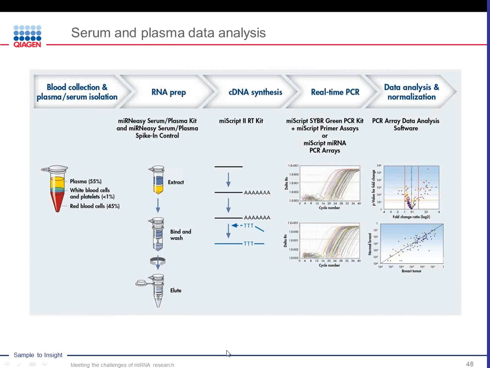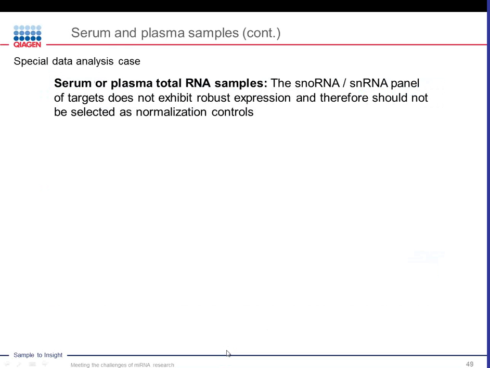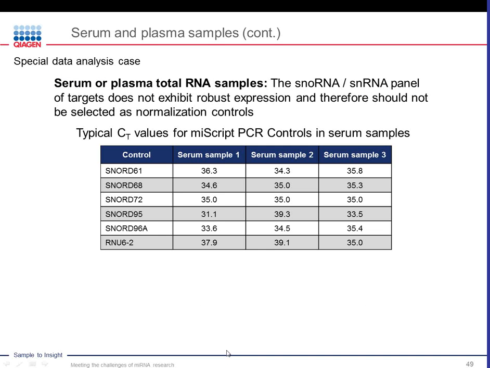So serum and plasma is a special data analysis case, and we'll spend a few slides discussing this. Serum and plasma samples are special because the snoRNA, snRNA panel of targets does not exhibit robust expression and should not be selected as normalization controls. For example, here are typical CT values that you observe, and in serum and plasma samples, the CT values are often in the 30s. Often they're not even detectable at all, so those are two very good reasons to not use small nuclear and small nucleolar controls for serum and plasma data normalization.